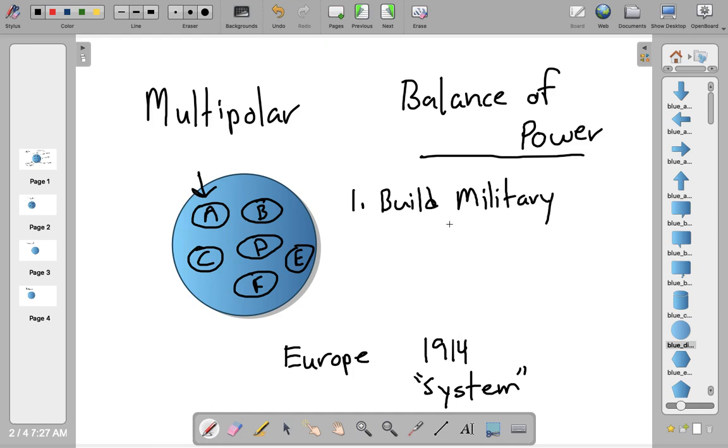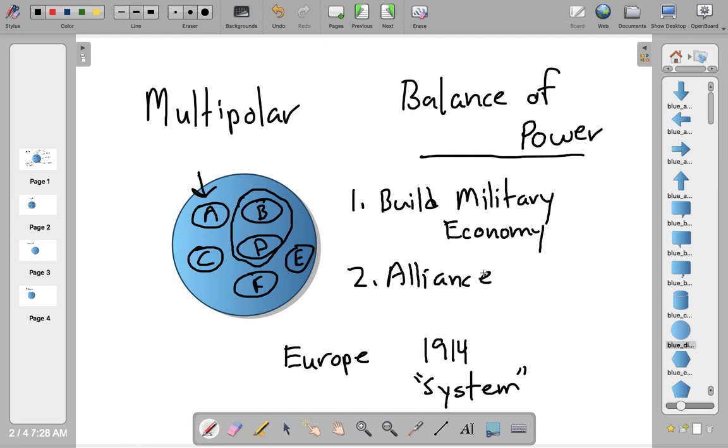They could also improve their economy. So these are things they can do by themselves without a different country. A second thing they could do would be build alliances. Maybe B and D would get together and sign a treaty.